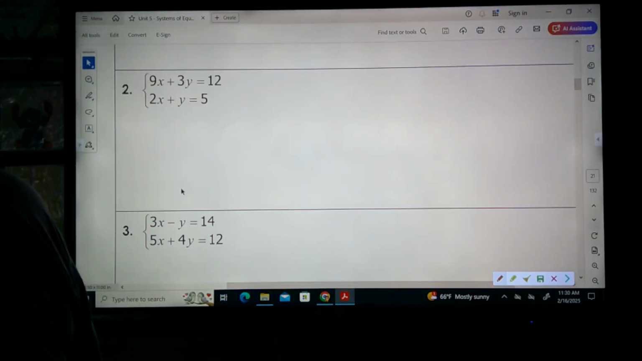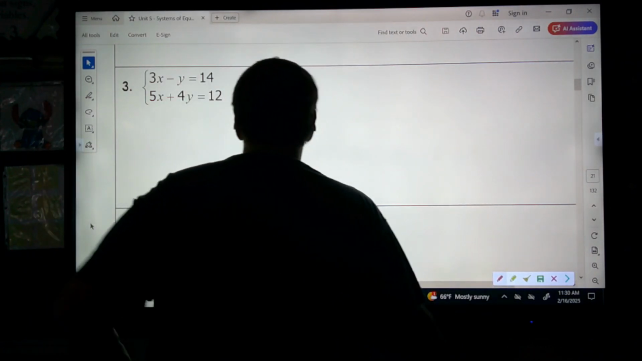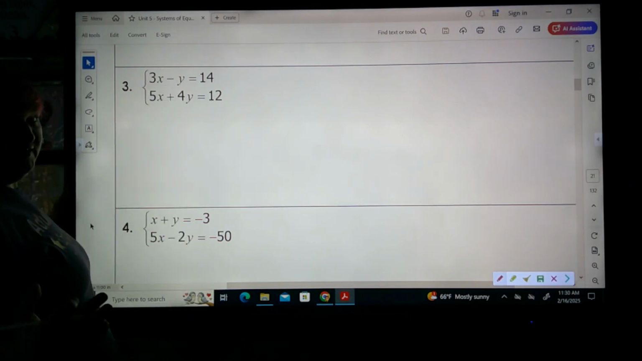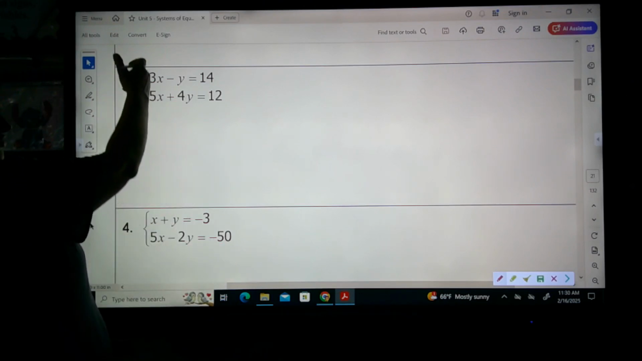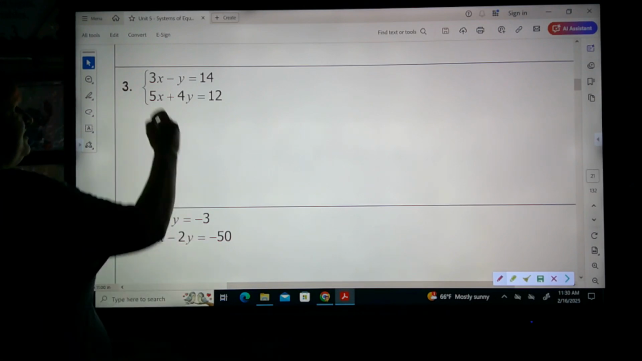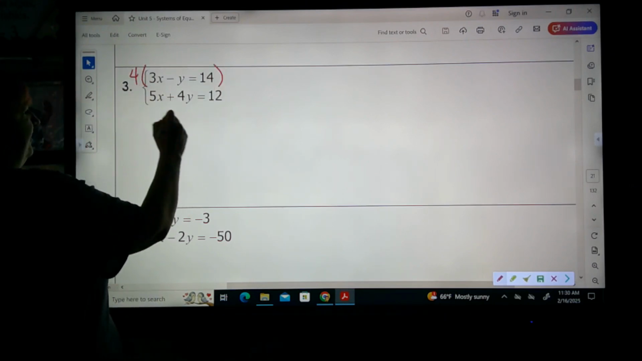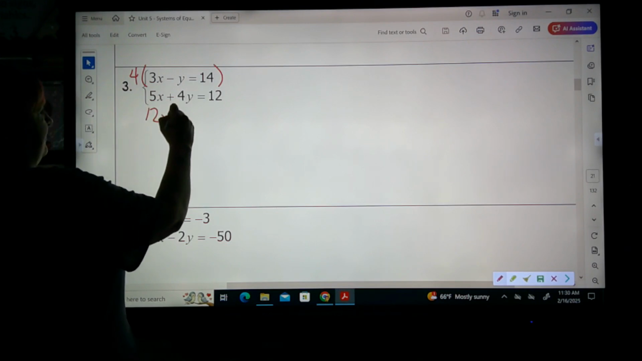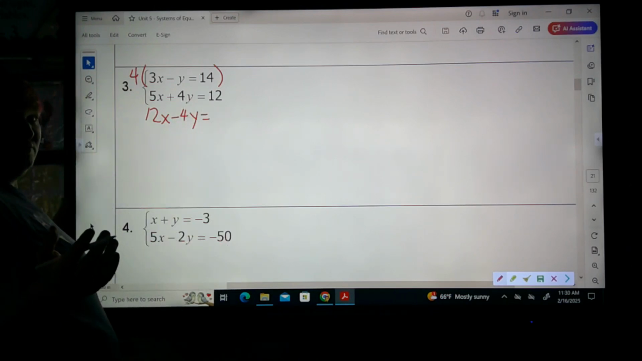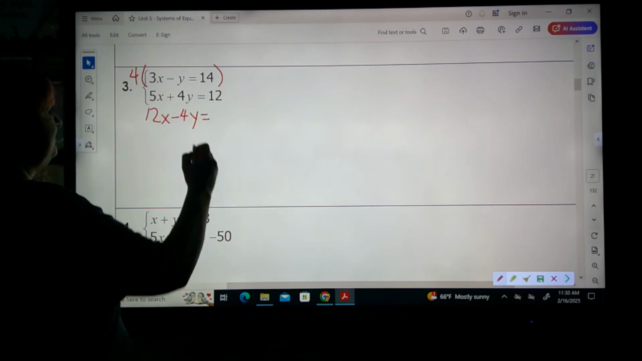Alright, number 3. Alright, common coefficient. It already has a negative and a positive y, so I'm going to use that. You could make one of these positive 15 and one of them negative 15. That's your choice. But I'm going to use 4 to make this a negative 4y. So now we have 12x minus 4y equals, what's 14 times 4? 4 times 10 is 40, 4 times 4 is 16, 40 and 16 is 56.